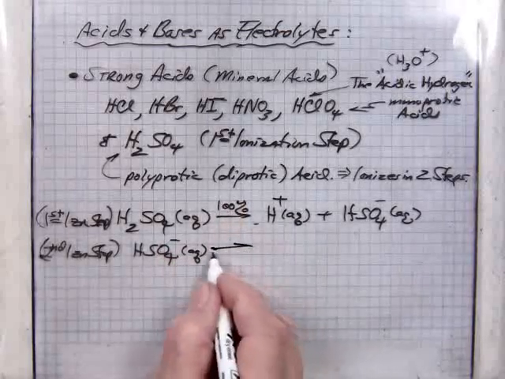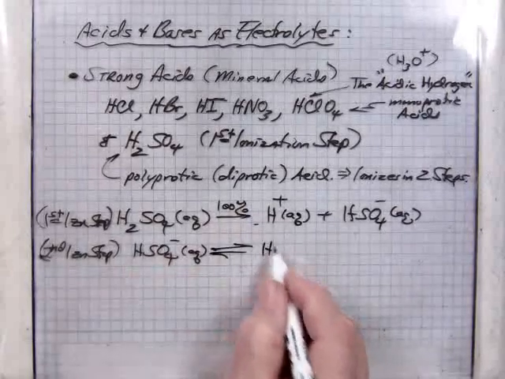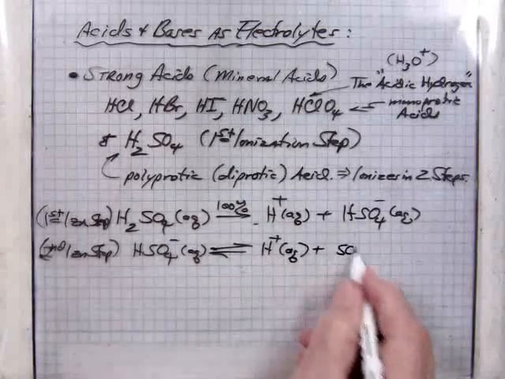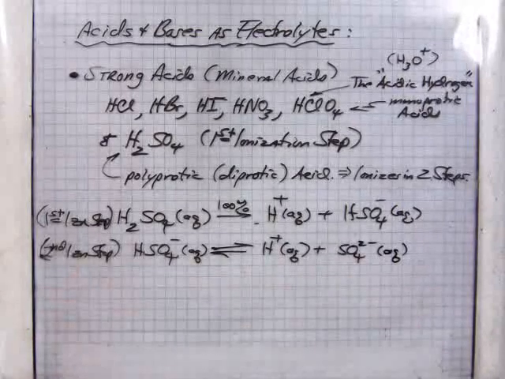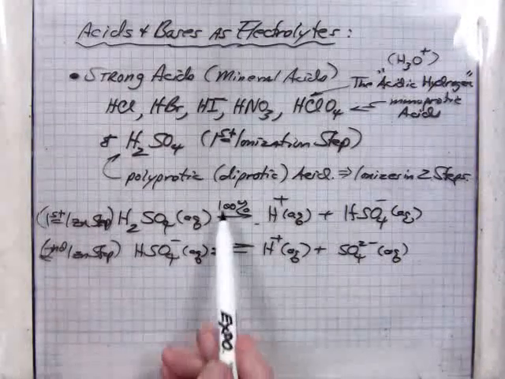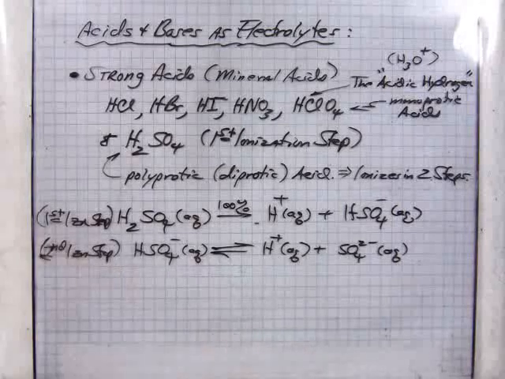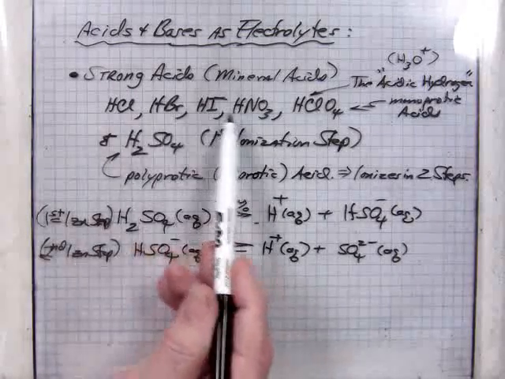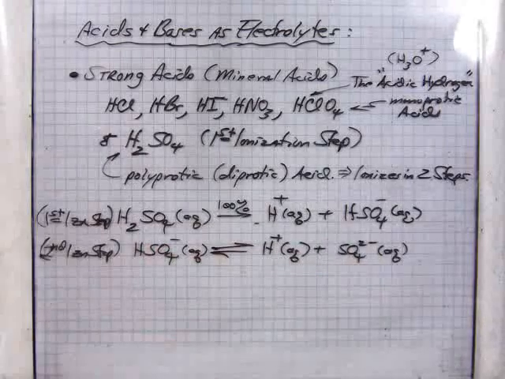is in equilibrium. So I use that double arrow now with the more hydronium ion, aqueous, plus the sulfate 2 minus ion, as I'm showing you here. So the first step is the only one that's 100%, but the bisulfate does not ionize 100%. So if in a problem you're given HCl, HBr, HI, HNO3, HClO4, you want to ionize those 100%.